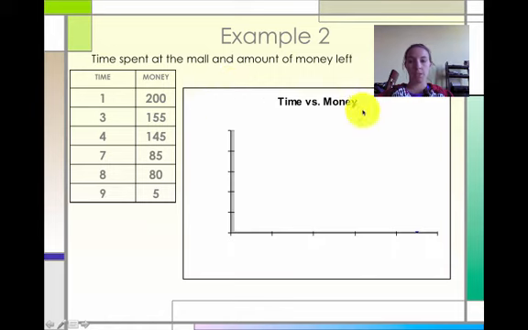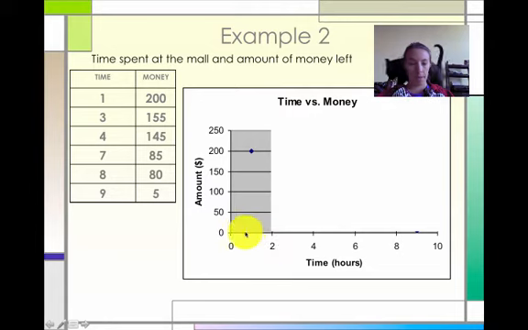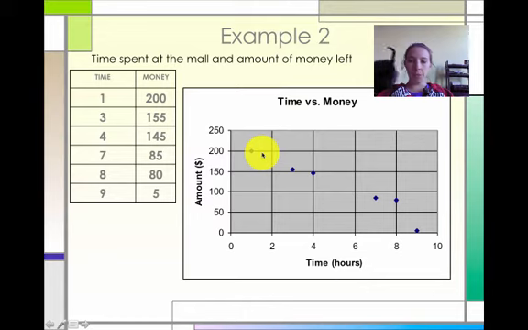So first you have the title, you have your x-axis label, which is time, the y-axis, which is the amount of dollars left, okay, and then you start plotting. So the person who was there for 1 hour had $200 left. So you see the 1 would be right here on the x-axis, and it goes up to 200. And from there you just plot the rest. 3 hours, 155, so you'd be just above the 150. 4 hours, 145, just below that 150, and so on and so forth, until you've plotted them all together. So each dot represents where the two variables meet each other.